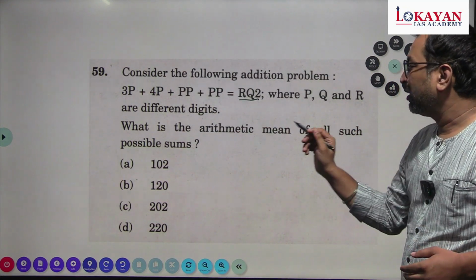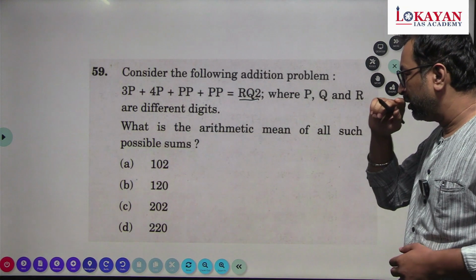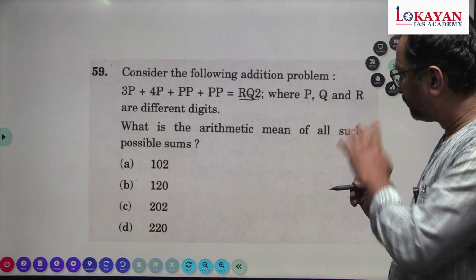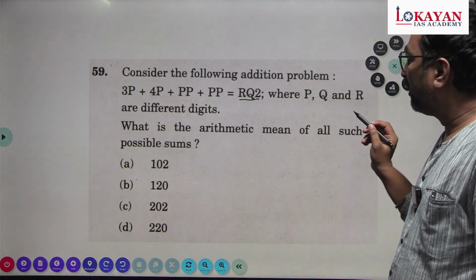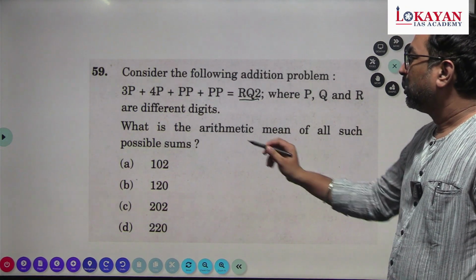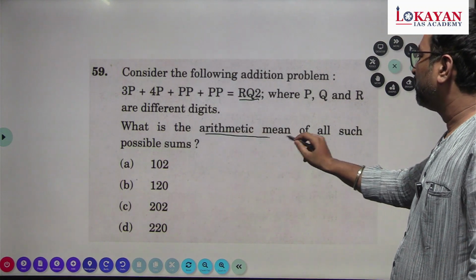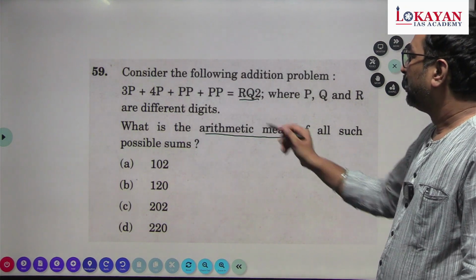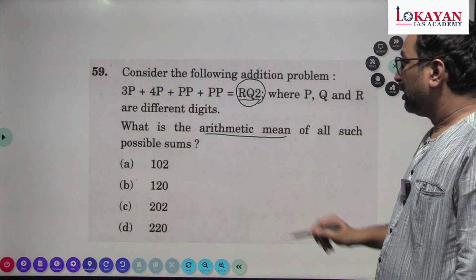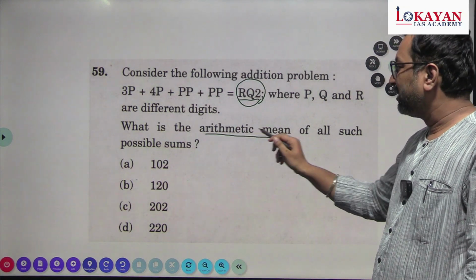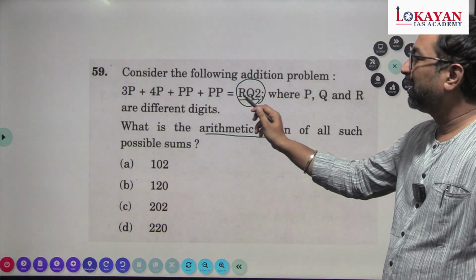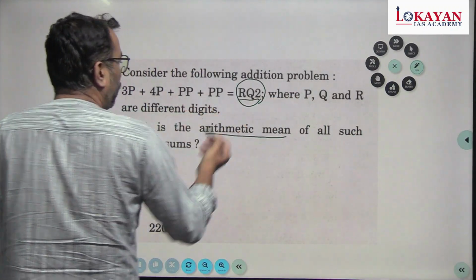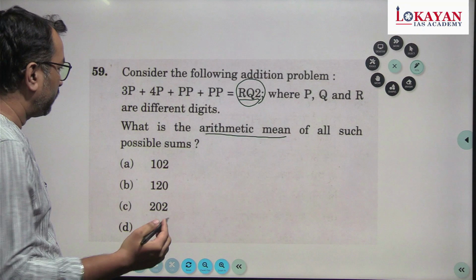What is the arithmetic mean of all such possible sums? What is meant by arithmetic mean? What is the average of all such possible sums? This is the sum. When they have asked us what is the arithmetic mean of all such sums, that means there are multiple values. There are multiple values of P, Q and R. There could be multiple values, right?